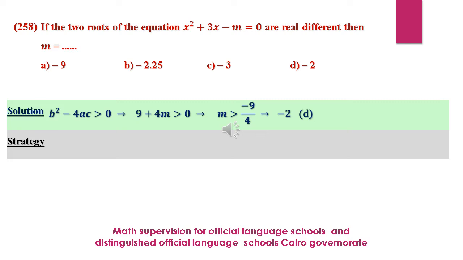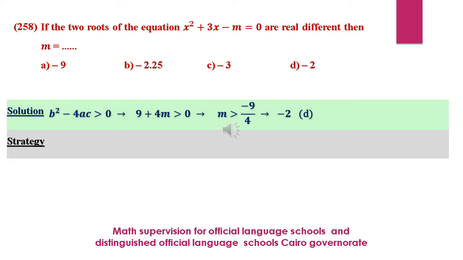If the two roots of the equation x squared plus 3x minus m are real and different, then m equals what? The two roots here, which are, for example, L and M, are real and different, which means b squared minus 4ac will be greater than 0. So b squared, which is 3 all to the power 2, is 9, minus 4 times a, which is 1, times c, which is negative m, so it will be plus 4m.